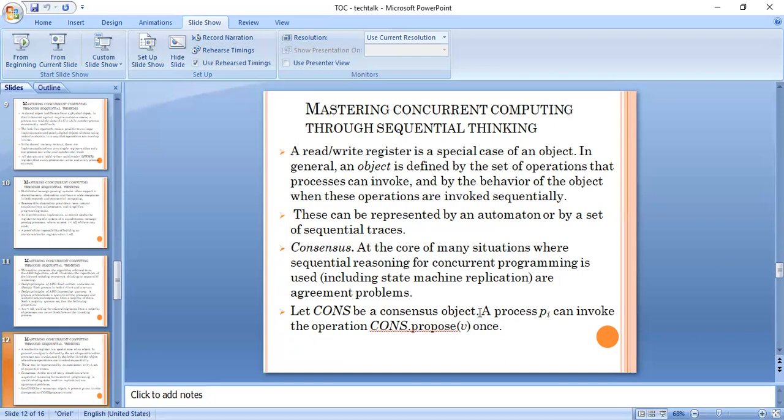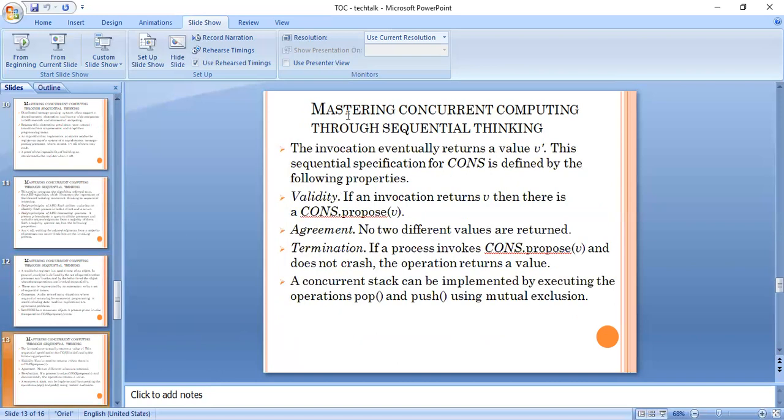Let cons be a consensus object, and a process Pa can invoke the operation cons.propose(v) once. The invocation eventually returns a value v. The sequential specification for cons is defined by the following properties. Validity: if an invocation returns v, then there is a cons.propose(v). Agreement: no two different values are written. Termination: if a process invokes cons.propose(v) and does not crash, the operation returns a value.